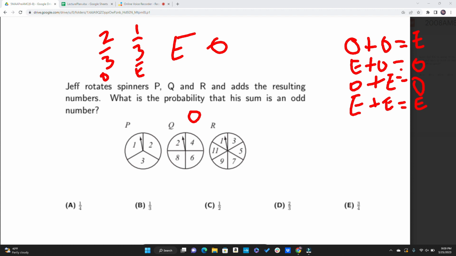If we do an odd plus an odd, that's going to be even. But if we did an even plus an odd, that would be an odd number. So the only way that the sum of the three spinners is odd is if P is an even number. What's the likelihood of P being an even number? We wrote it up here. It's 1 in 3. It only happens if P lands on the 2. There's a 1 in 3 chance of the sum being odd. Answer choice B.